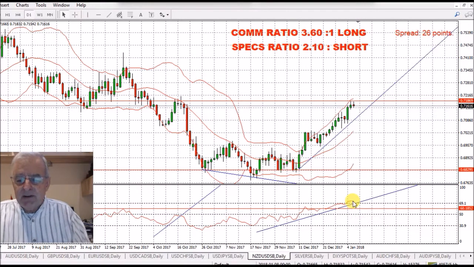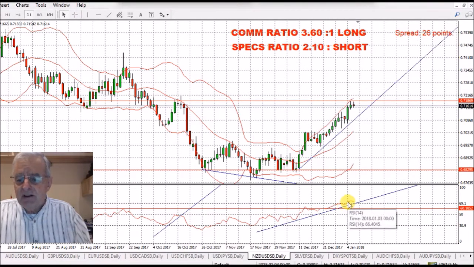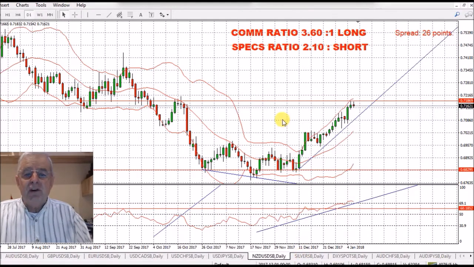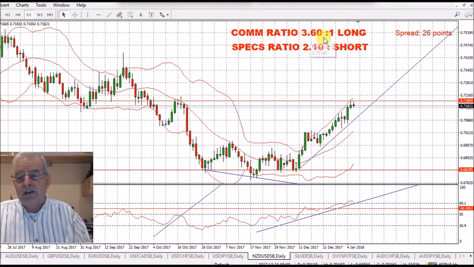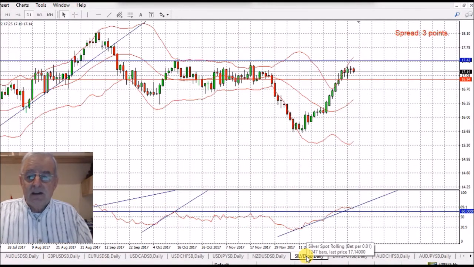We're a bit flat at the top of the RSI now. We poked up above the 69.1. If we just continue sideways, then basically this is going to continue going up. So what I'm looking for here is a nice turn back down, at a nice steep angle. But we have got a 3.6 to 1 long position for the New Zealand dollar. So that's actually increased this week. So we might expect a little bit more strength to this.